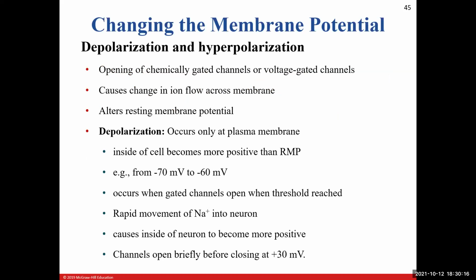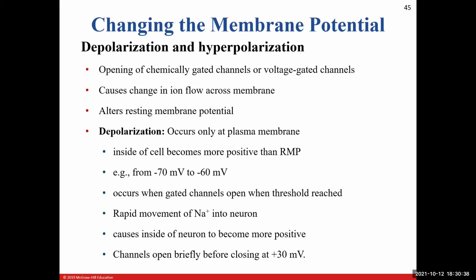Now you know what's going on at a neuron when it's resting. So let's disrupt that. Let's change that membrane potential. So let's change that resting membrane potential. And to do that, we're going to introduce a couple of terms here: depolarization, repolarization, and hyperpolarization.